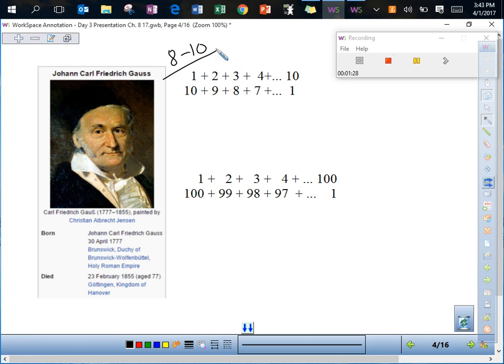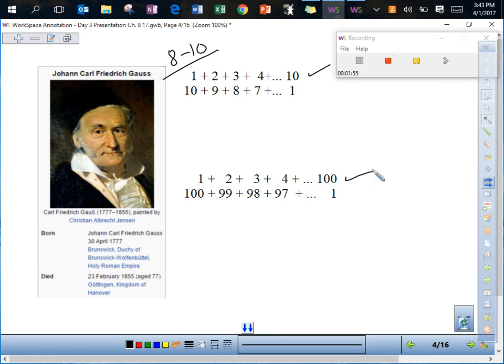They said, hey class, what I'd like for you to do is add up the first 10 numbers. So add up 1, 2, 3, 4, 5, 6, 7, 8, 9, and 10. So there's the assignment part of it right there. And then the teacher said this, as soon as you're done, add up the numbers 1 through 100.